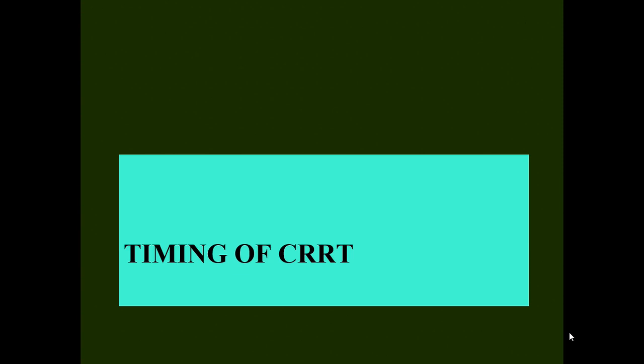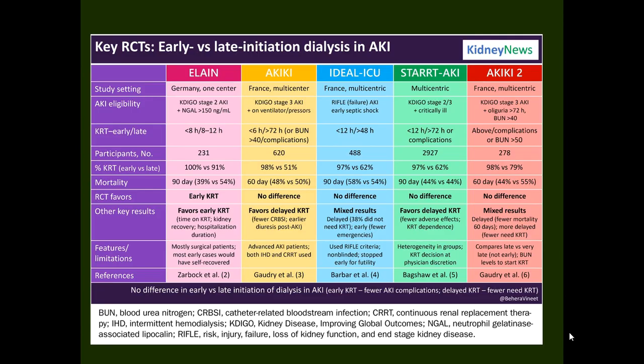Now comes the question of timing of CRRT. When do you start your renal replacement therapy? These are all the trials that have been published from 2016 till date. These are all the important trials. I believe Dr. Sachin must have covered them in his lectures, so I am not going into the details. What is important for us is that except for the ALIGN trial, which was in 2016, one of the earlier ones, which favored early RRT, there has been no difference in all the other studies when they compared early versus delayed RRT, or delayed versus more delayed, which is the AKI 2 trial.